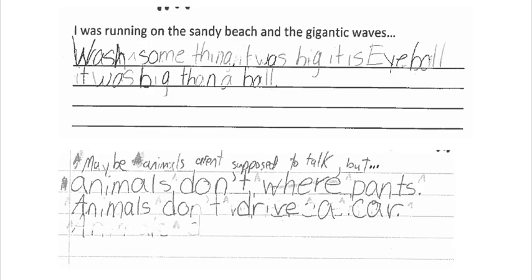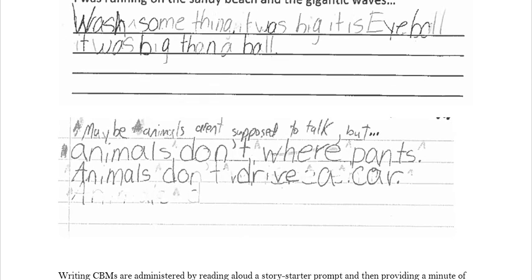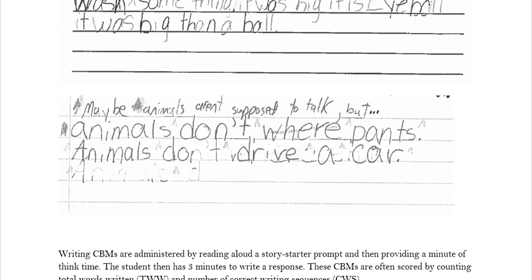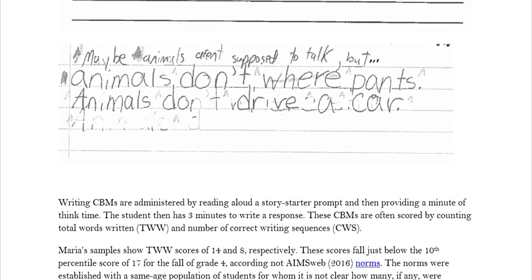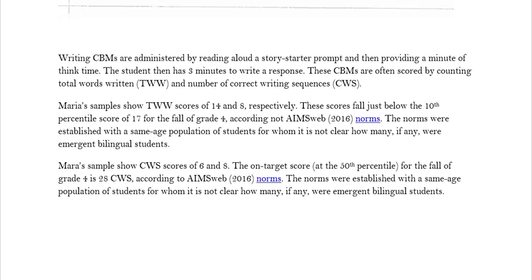The second prompt is maybe animals aren't supposed to talk. So Maria had wait time, think time, and then she wrote for up to 3 minutes. These are typically scored by counting the total words written or by calculating the number of correct writing sequences, a procedure that you will learn and practice further in this program.